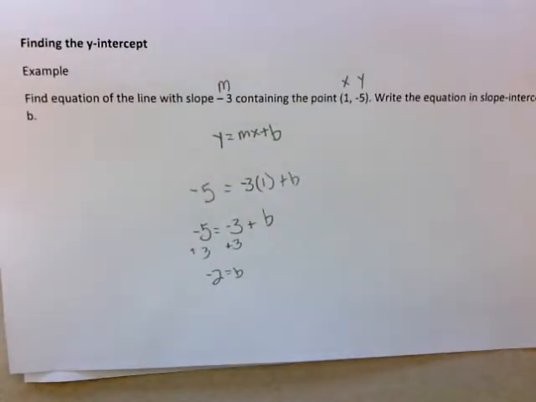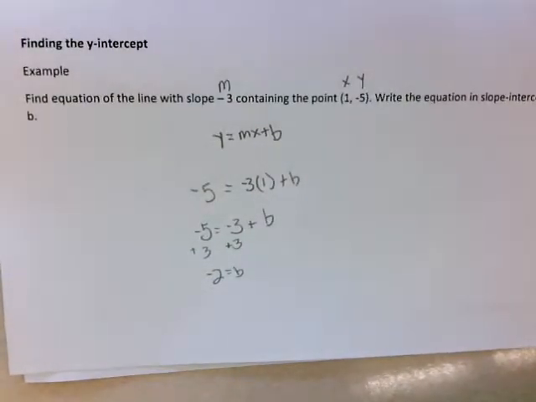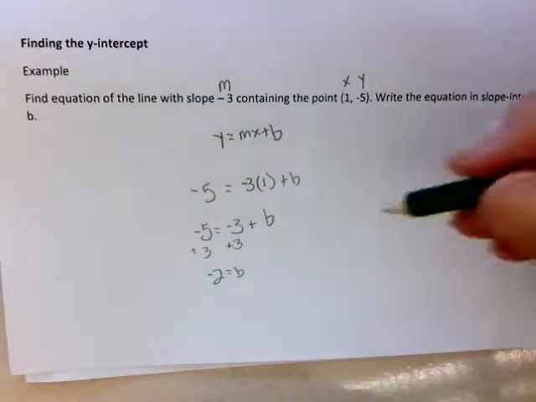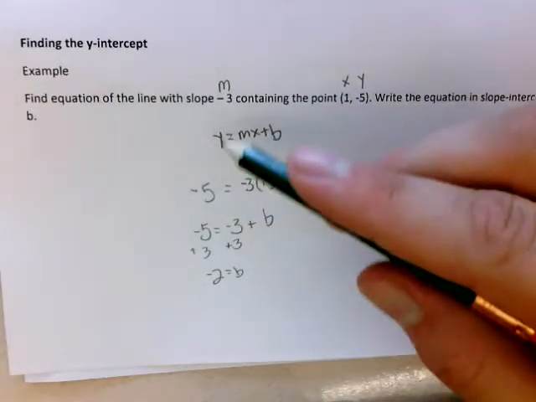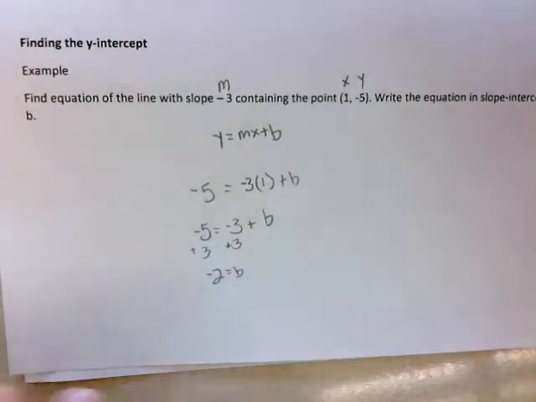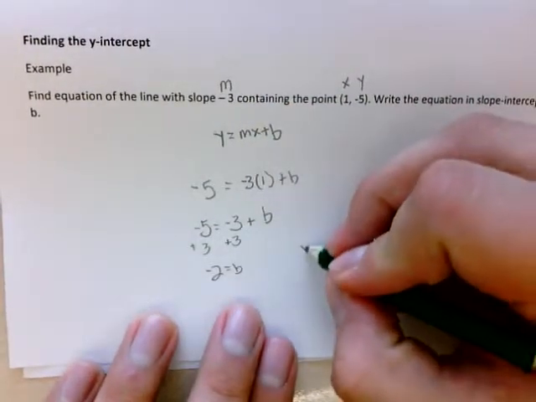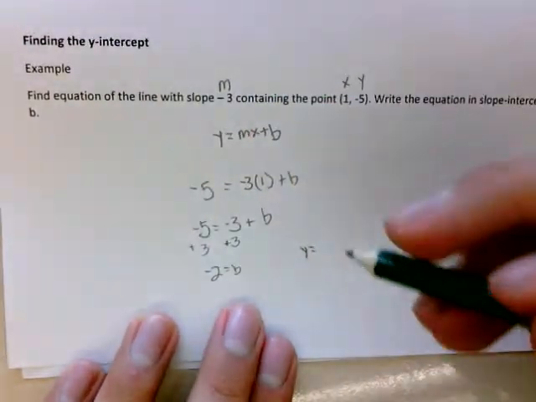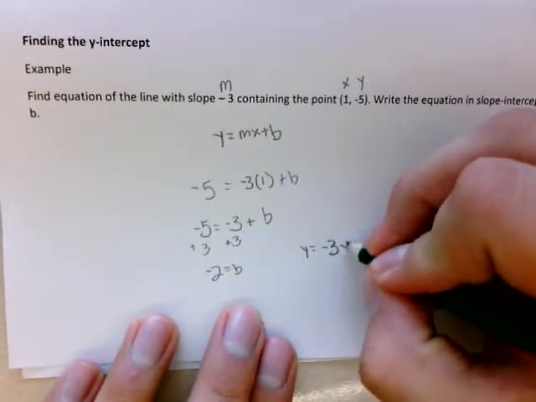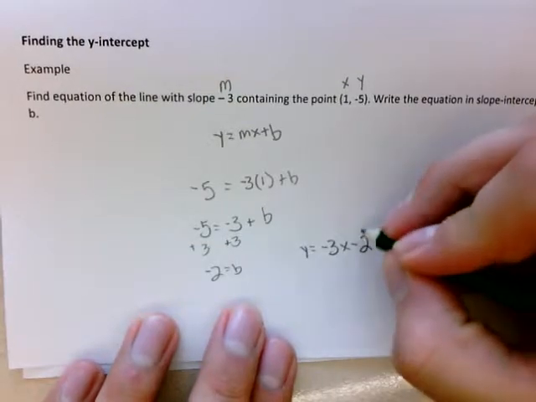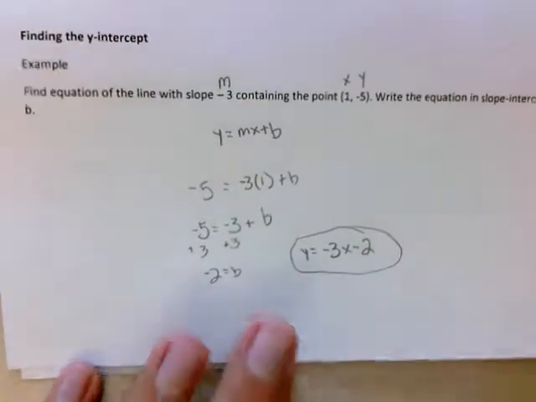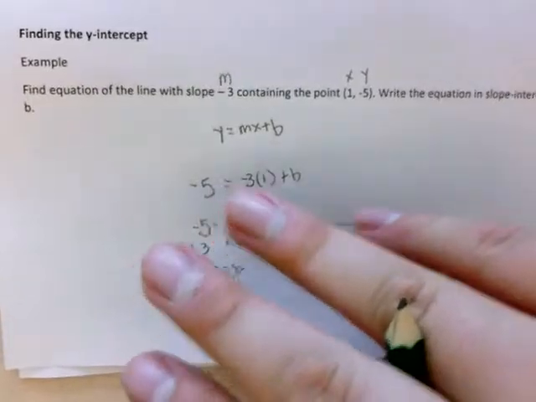So b equals -2. Now the point was to write the equation in slope-intercept form, meaning the y equals mx plus b form. Well, we just figured out what our b was. We know what our m is. So just like before, we're just going to fill them in. Y equals -3x, b is -2. So this would be your end equation.